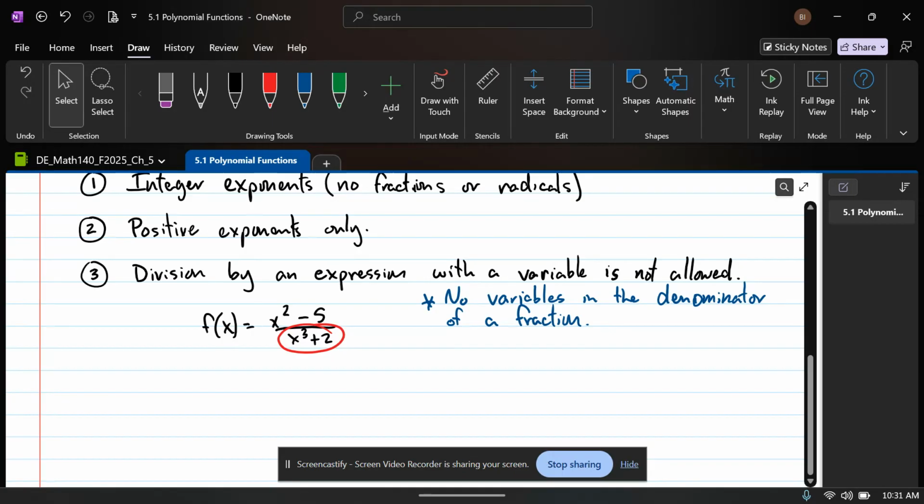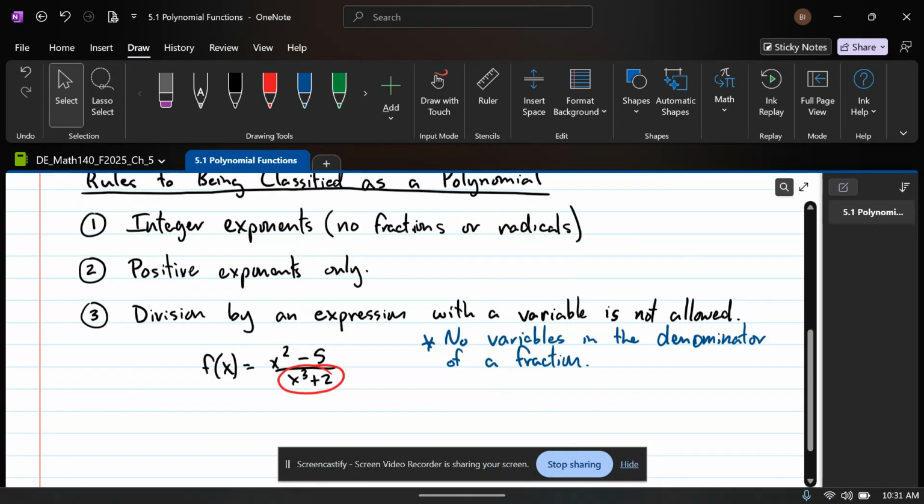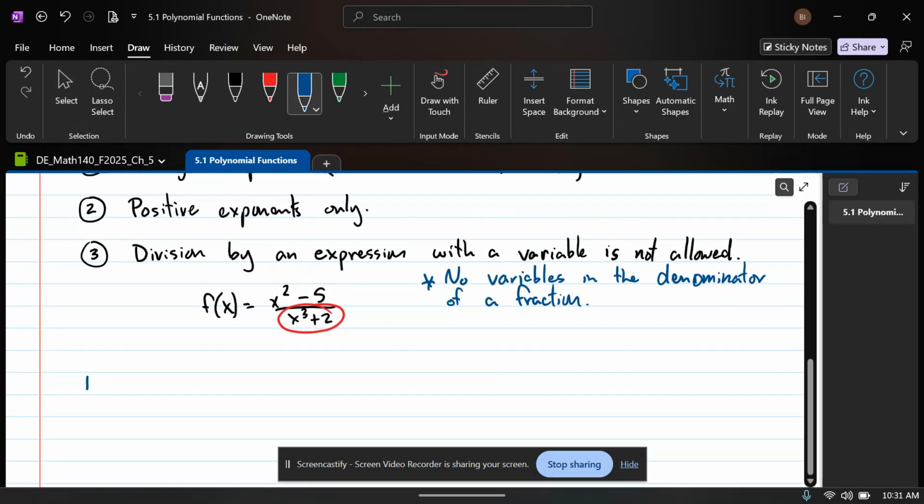Now, we talked about earlier the degree and the leading coefficient. So let's write those things down there. Degree, that's your highest power of x.